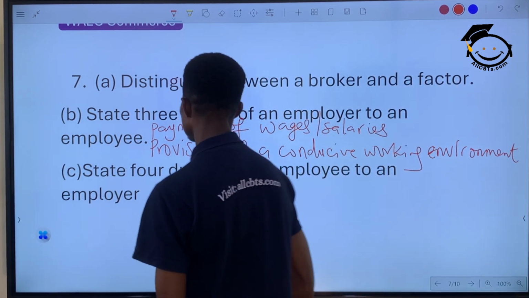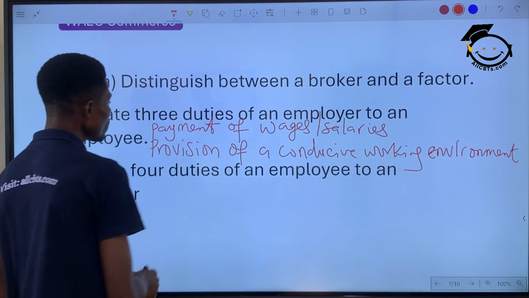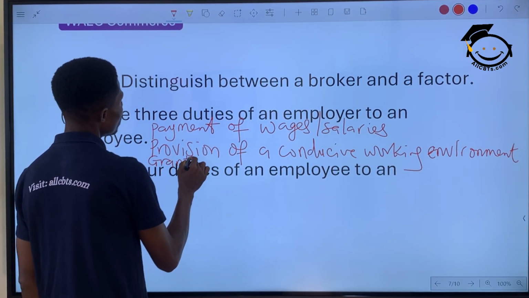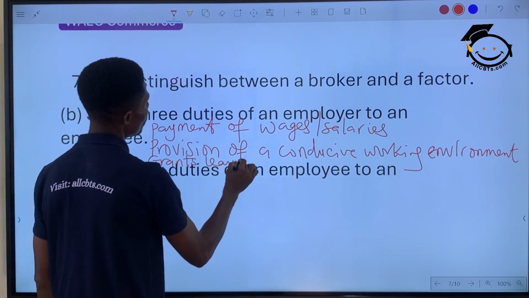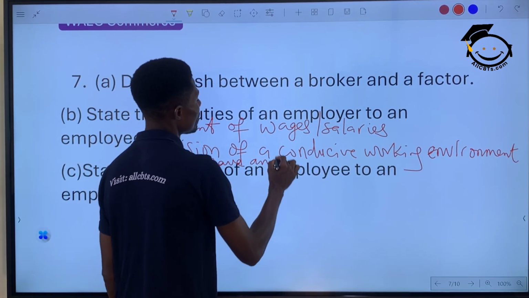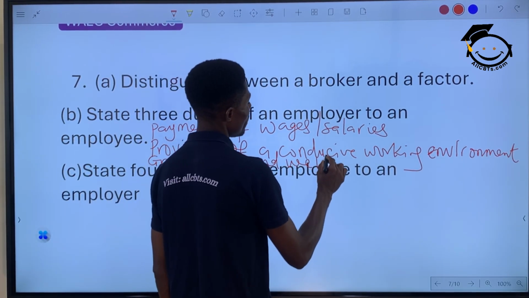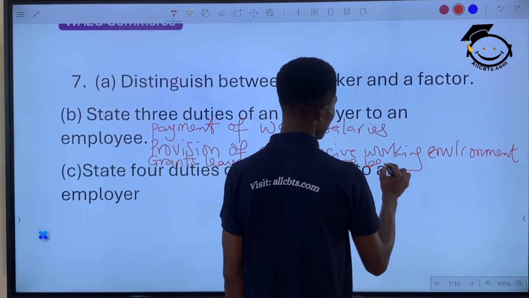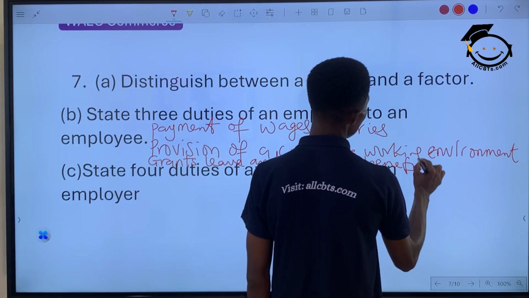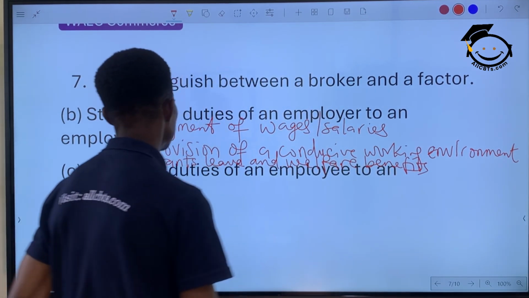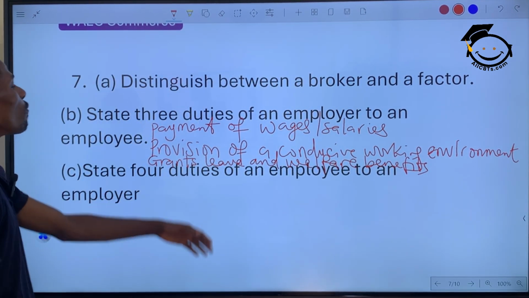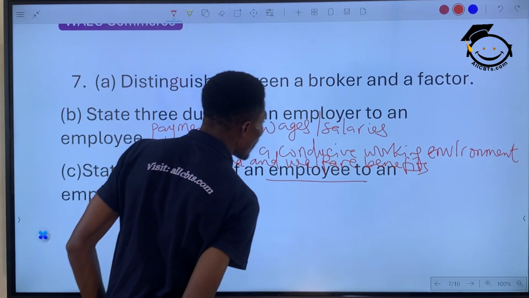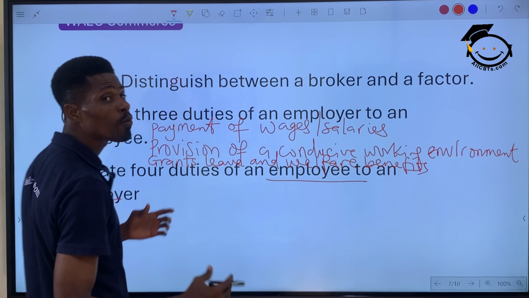What is the third thing? Grants leave and welfare benefits. Now let's take 4 duties of an employee. Look at it here, not employer, employee to an employer. What are his 4 duties?